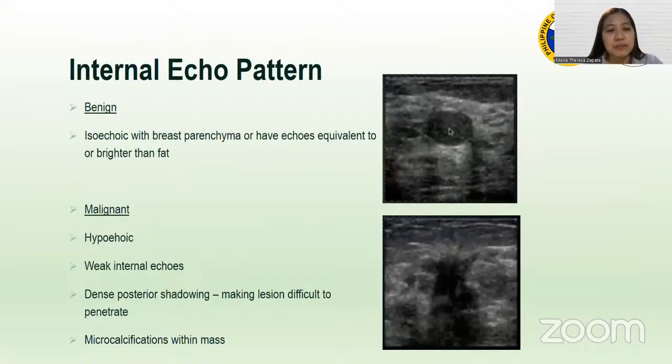Internal echo pattern. Benign: isoechoic with breast parenchyma, or echoes equivalent to or brighter than the fat. Malignant: hypoechoic, weak internal echoes, dense posterior shadowing, making the lesion difficult to penetrate. Microcalcifications within the mass.